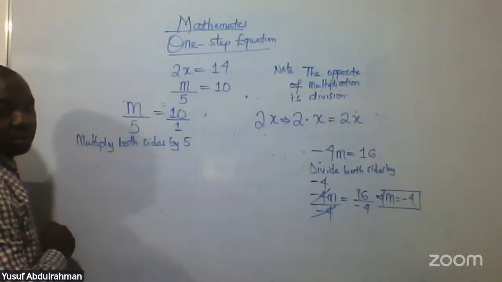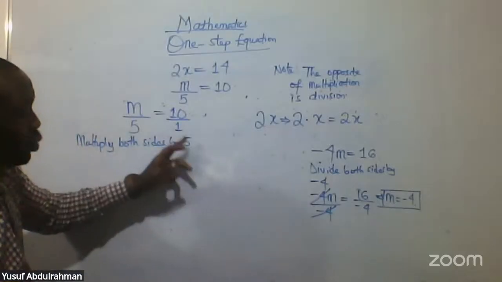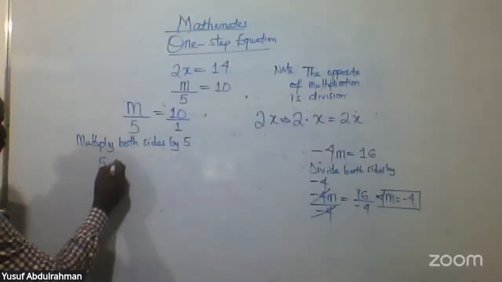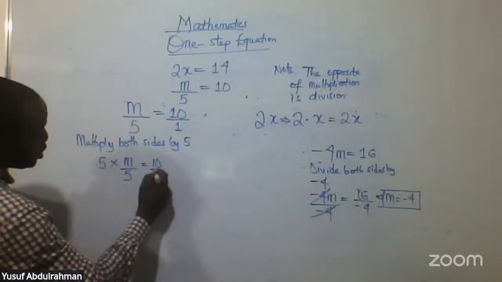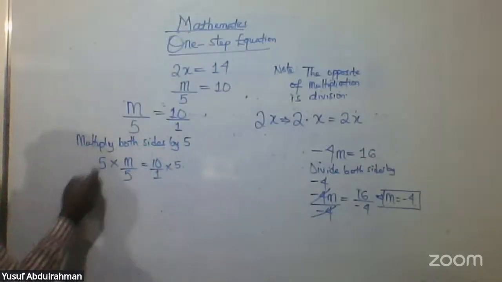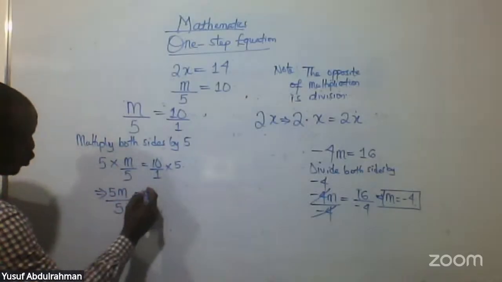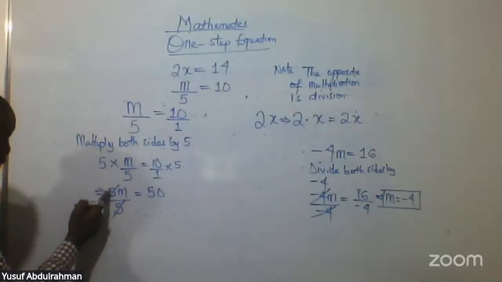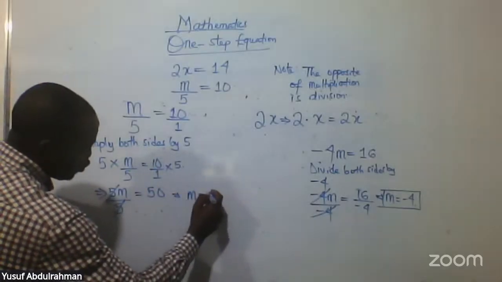We have 1. So when we multiply 5 and 1, we get 5. So in this case, we are going to have 5 times n over 5, because we have division, equals 10 over 1 times 5. So this becomes 5n over 5 equals 5 times 10, that will be 50. Dividing both sides by 5, 5 divided by 5 is 1. So we have n equals 50.